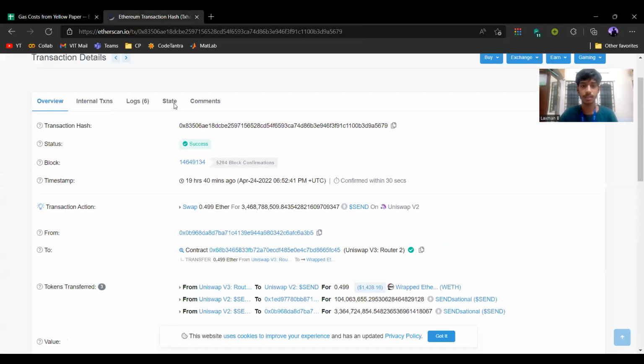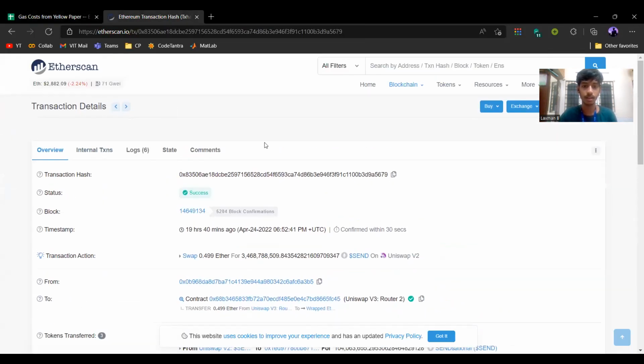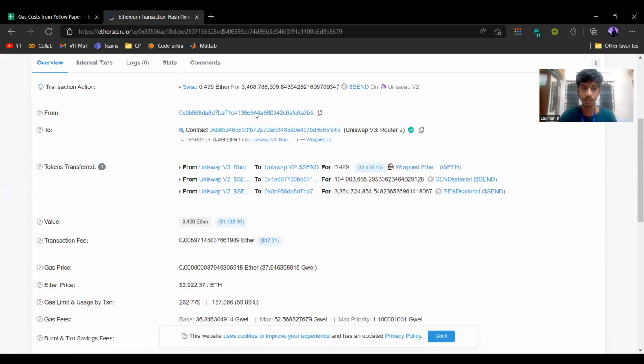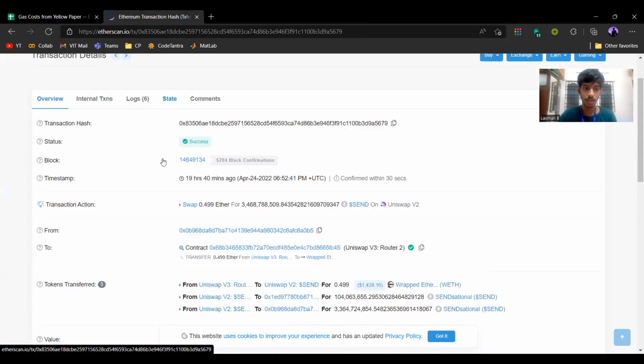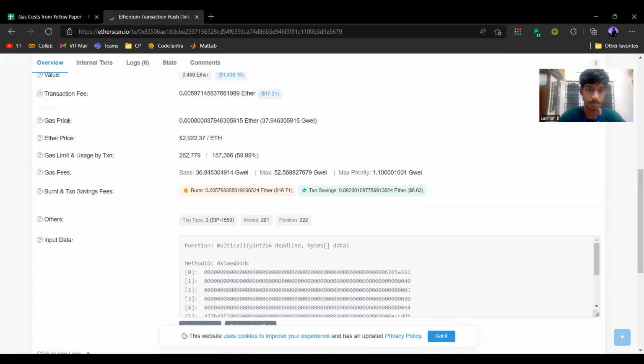If you can see my screen, this is a normal Ethereum transaction. If I go down, we can see the gas price, the Ethereum price, and all this information. As I said, we have three things. One is the base price. Next is the tip fee, which is for the miner.